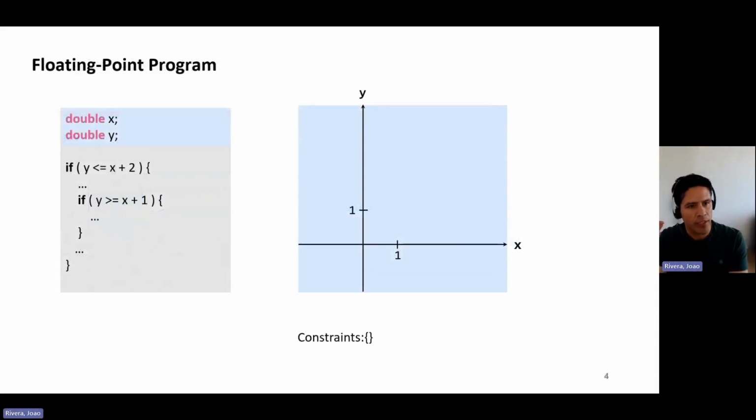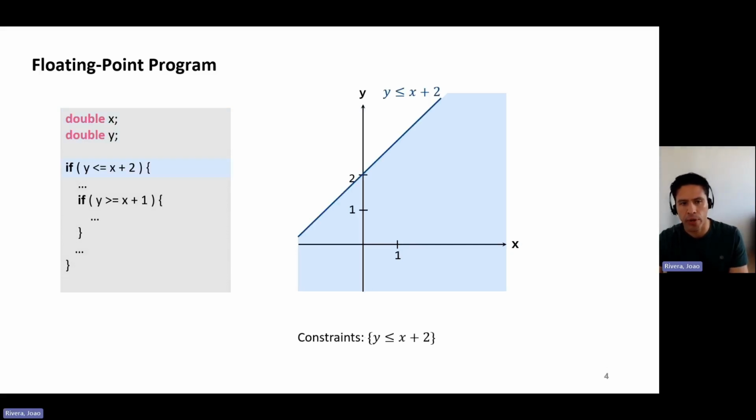Okay, so let me go back to the previous example that we had before, but now assume that x and y are double precision floating point variables instead of integers. So what would happen for this case? Well, at the beginning it's just the same. x and y can take any possible values in the domain of double precision floating point numbers. But once you go a step further in the program inside the first if condition, you are tempted to do the same as before, just adding this constraint in order to reduce the feasibility space.